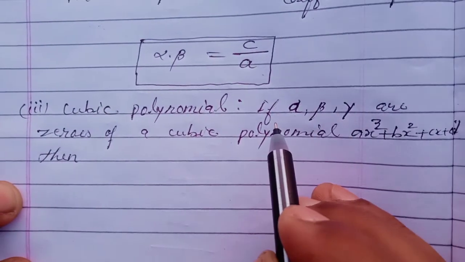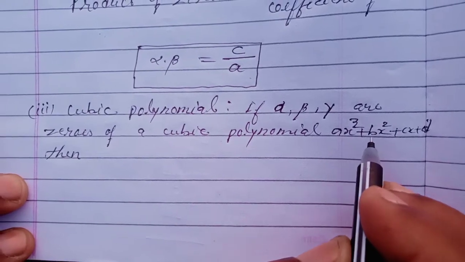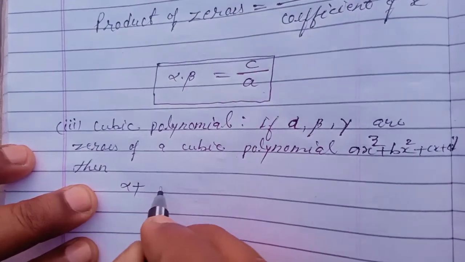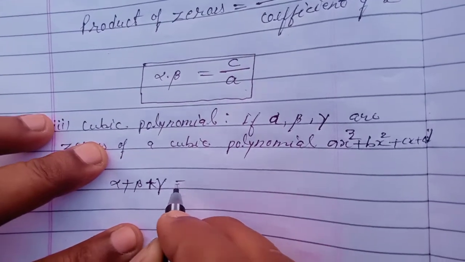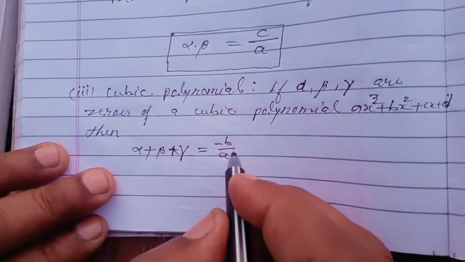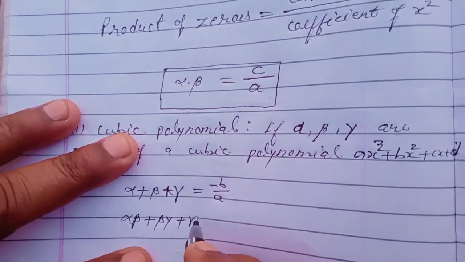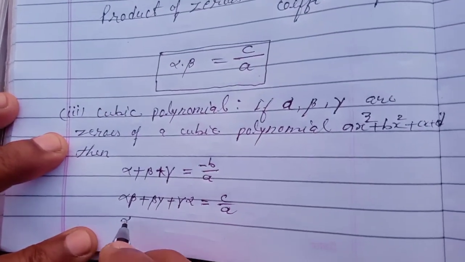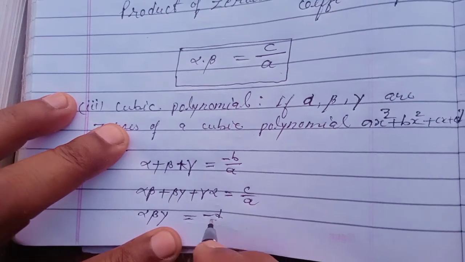Cubic polynomial. If alpha, beta, gamma are zeros of a cubic polynomial ax cube plus bx square plus cx plus d, then alpha plus beta plus gamma is equal to minus b upon a, alpha beta plus beta gamma plus gamma alpha is equal to c upon a, and alpha beta gamma is equal to minus d upon a.